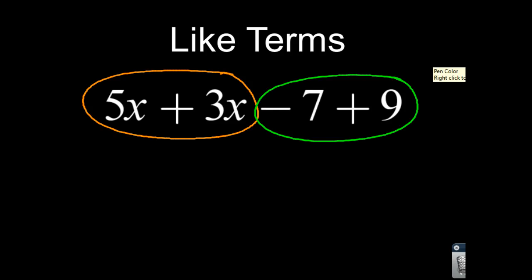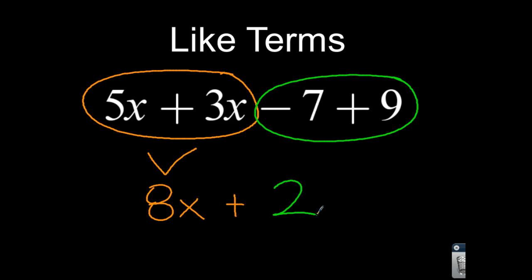So 5x and 3x together, if I go up 5x and I add another 3x, that makes 8x. And I'm going to have negative 7 plus 9, right? So down 7, up 9. That's going to give me a positive 2. So now this is my simplified expression.